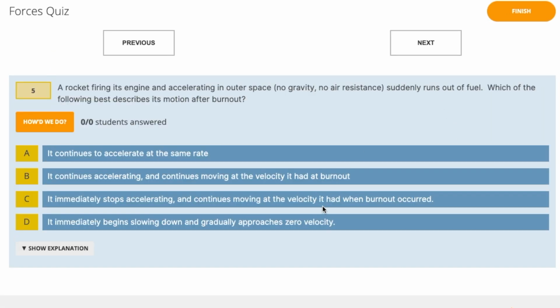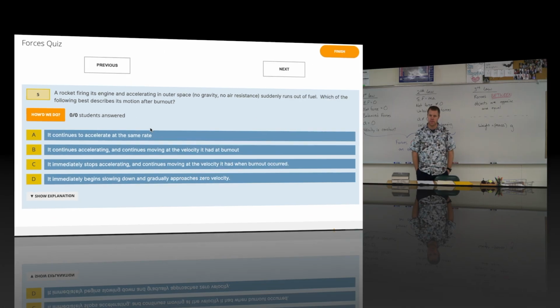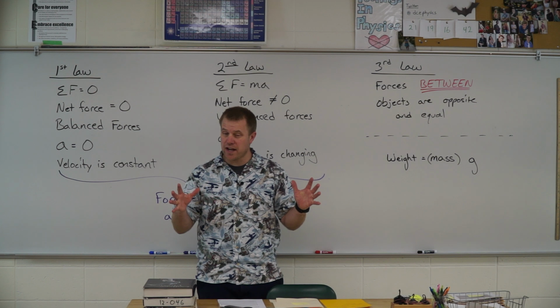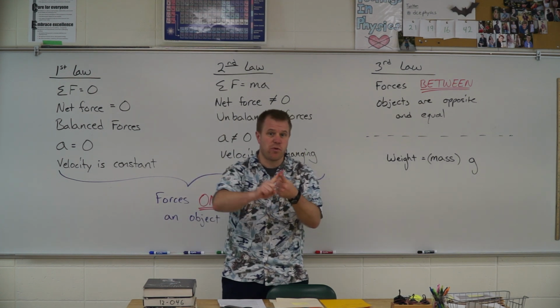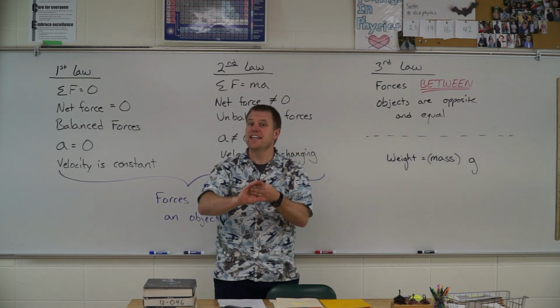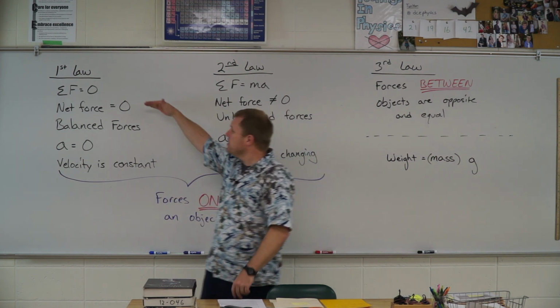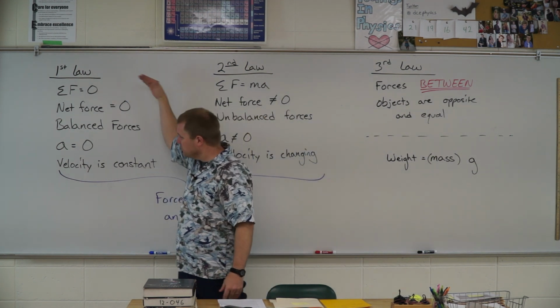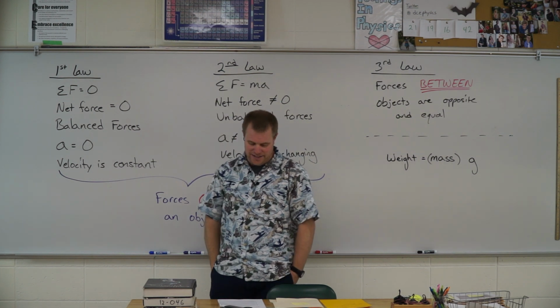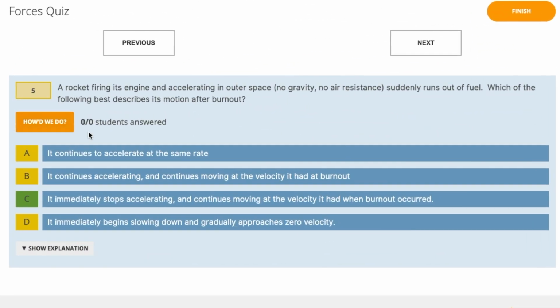A rocket firing its engine and accelerating in outer space, no gravity, no air resistance, suddenly runs out of fuel. Which of the following best describes the motion after burnout? Little trickier here with the rocket. So as soon as it loses its thrust force, there's no air resistance, no gravity, essentially what forces are left on it? None. So if there are no forces left on it, velocity is constant. Yep, C.